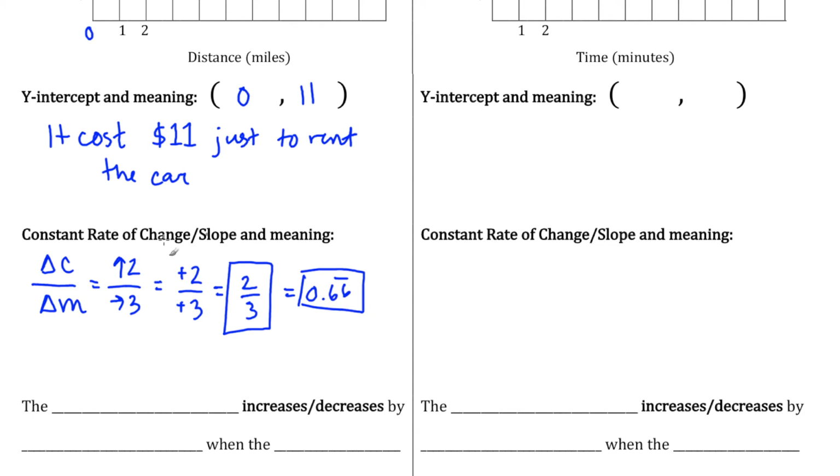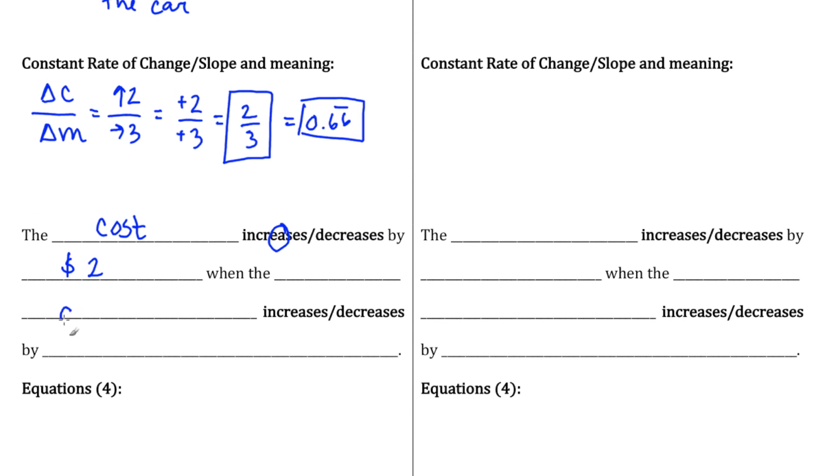So let's interpret the slope. The cost increases by $2 when the distance, or you can say number of miles, increases by 3 miles. Cool. Not too bad, right?